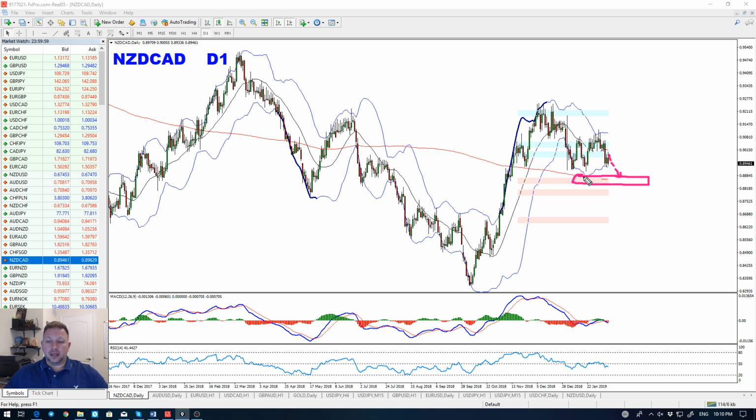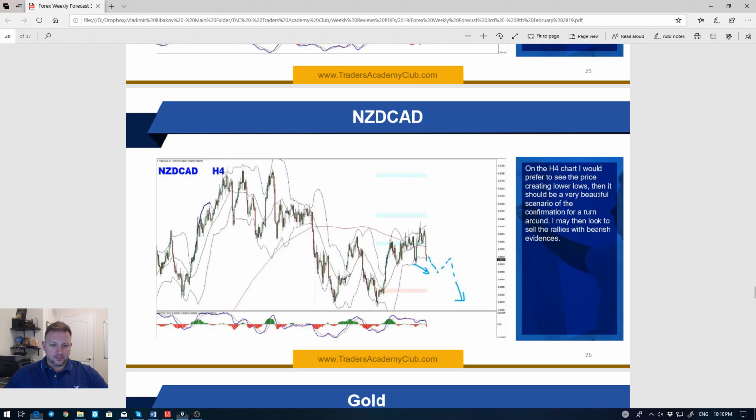0.80, below 0.89, maybe even the 0.88 area would be a good place to look for that to fulfill and complete. Once this becomes a divergence, cash out, because from there we might see some kind of a bullish fight.